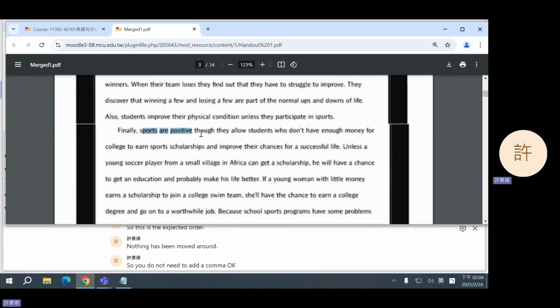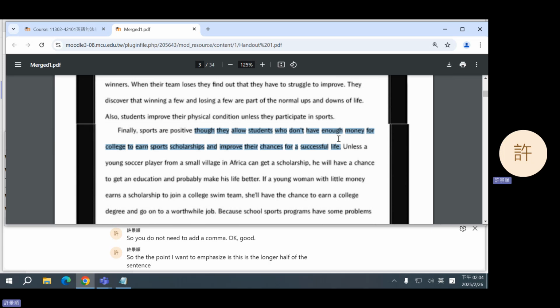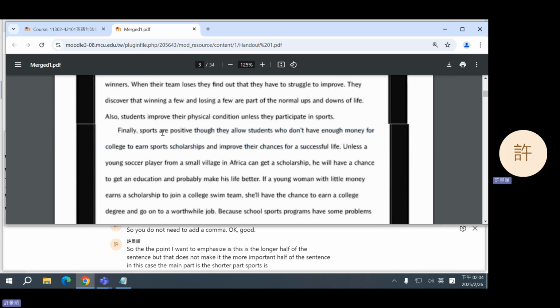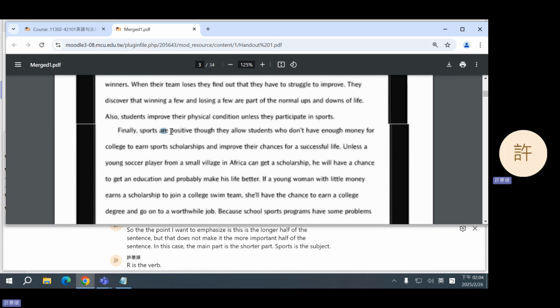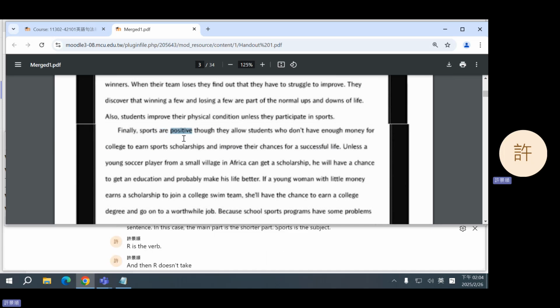Okay, good. So the point I want to emphasize is this is the longer half of the sentence, but that does not make it the more important half of the sentence. In this case, the main part is the shorter part. Sports is the subject, are is the verb, and then are doesn't take an object. We call this a complement. You don't have to remember that, but it's the rest of the main part of the sentence. And then because tells you that everything else is a reason. It is not a subject, verb, or object.